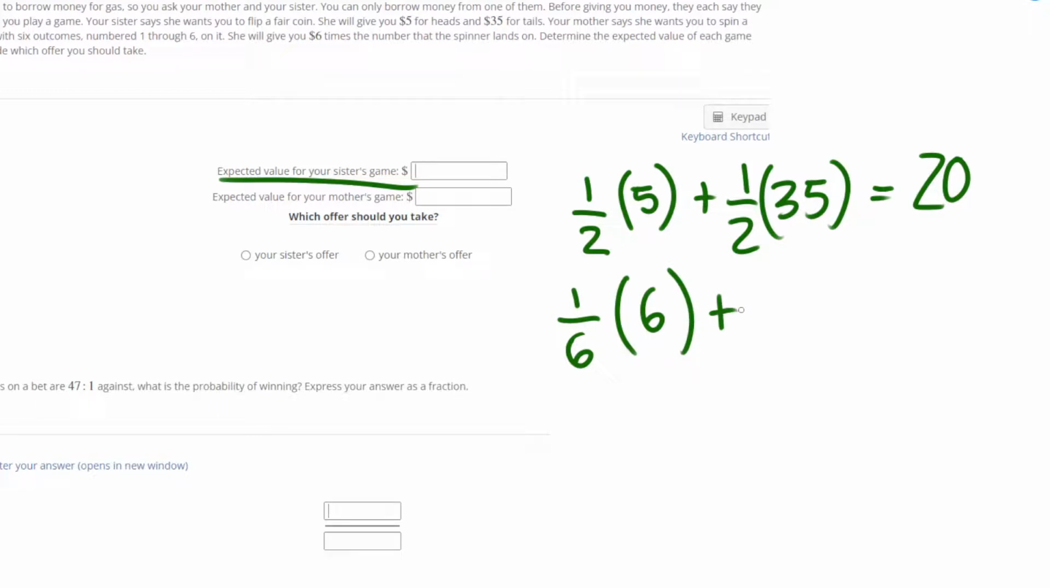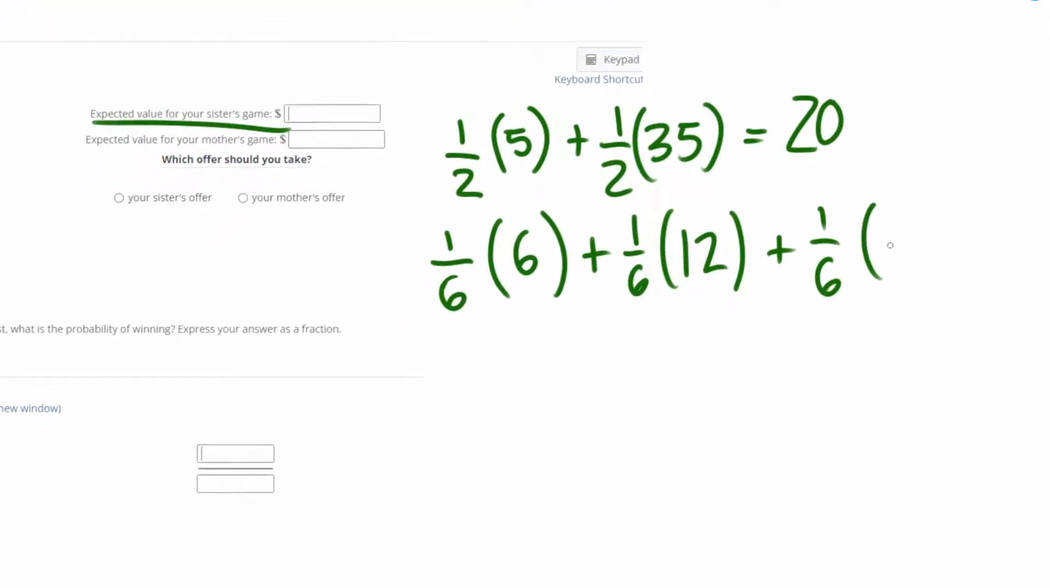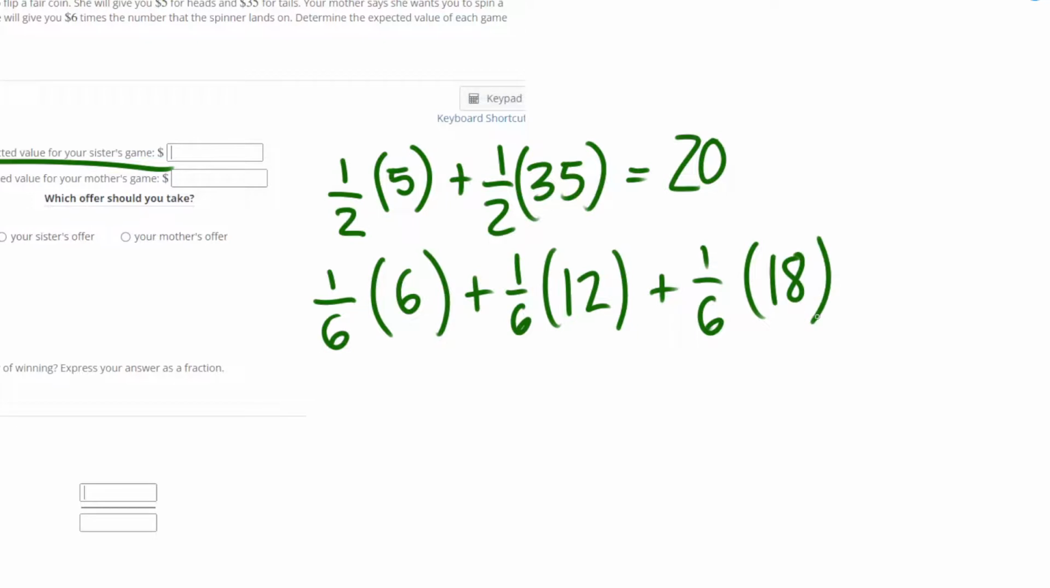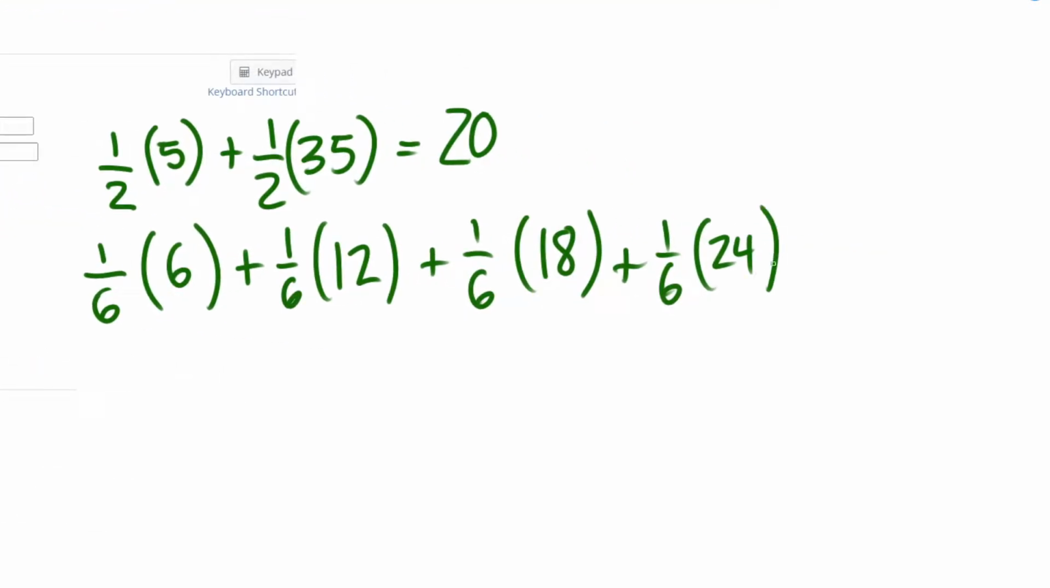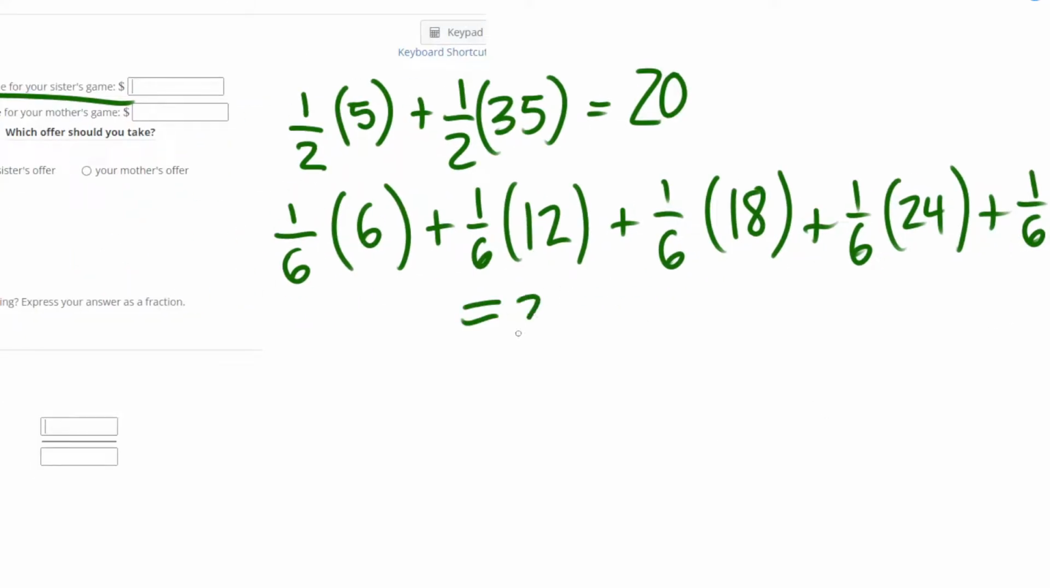And then we'll do plus 1/6, because the probability of it rolling a 2 is going to be 1 out of 6. That will give you $12. Plus 1/6 times 6 times 3, which is equal to 18. Plus 1/6 times 6 times 4, which is equal to 24. And plus 1/6 for 30, and then plus 1/6 for 36. And when we plug this all into our calculator, we should get our expected value to be 21.